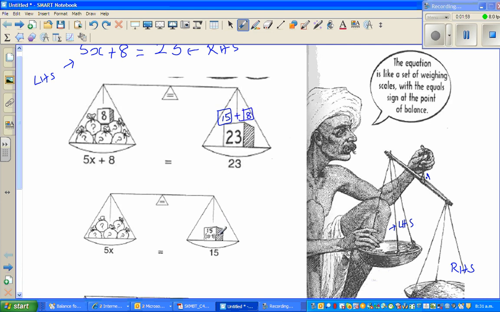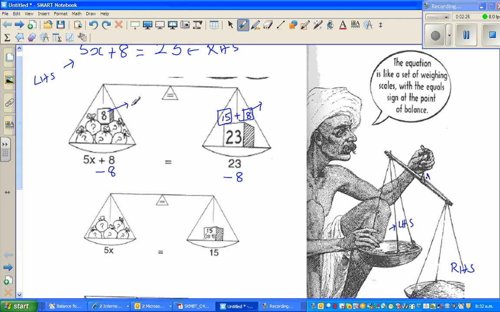So in the next step, this is the weight of 15. What happens if you take this out, and you also take this out? The scale would be balanced. This 8 went away. So what we have done is, you have taken away 8 from this side, so you have to take away 8 from this side. That's what we are doing.